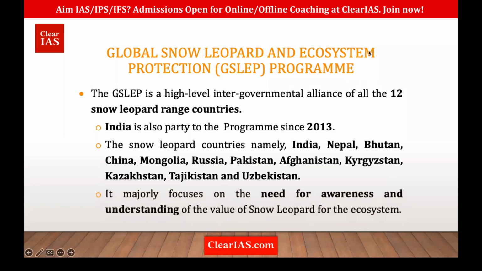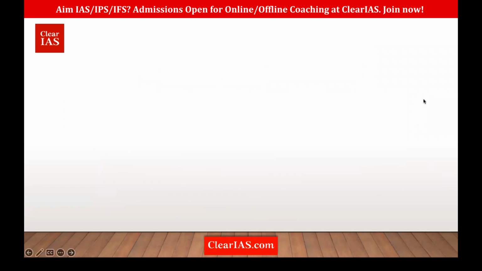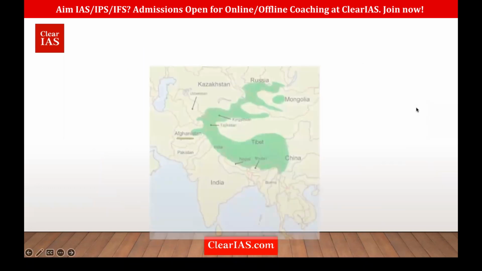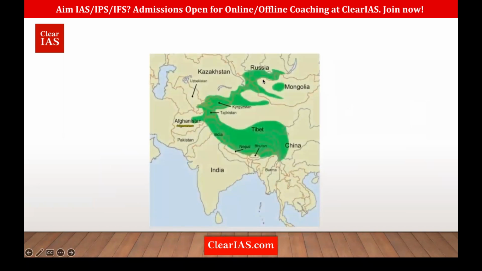Okay, and what do these people do in GSLEP, this initiative? They try to create awareness and understanding of the snow leopard and its ecosystem, so that people support an initiative for conservation of snow leopard in these regions. Okay, so it tries to create awareness and understanding of the value of snow leopard in these ecosystems. Okay, that is GSLEP, and this is the range where you can find the snow leopards.